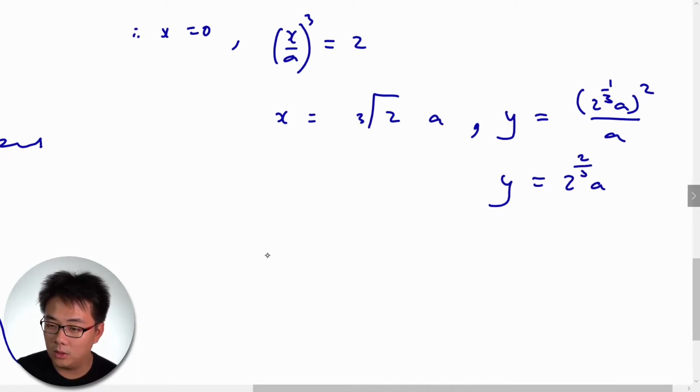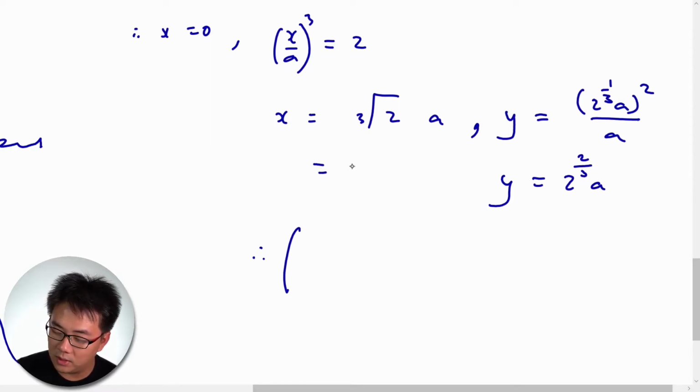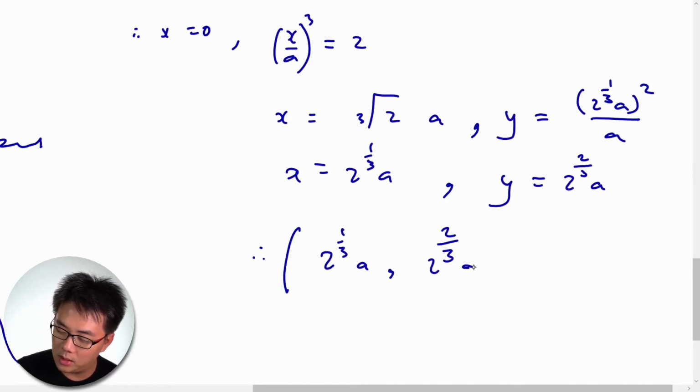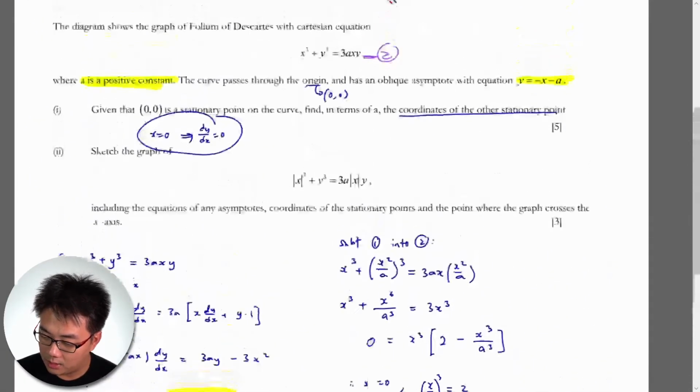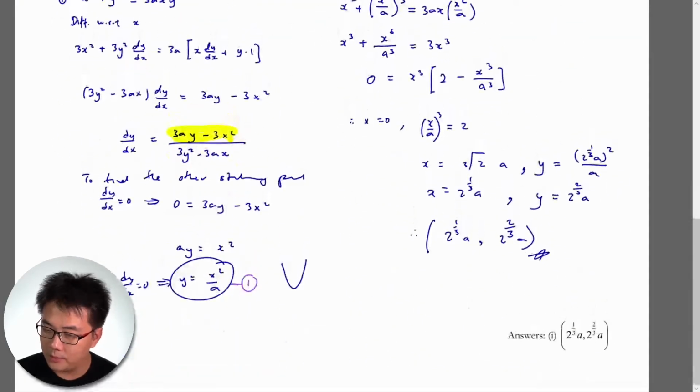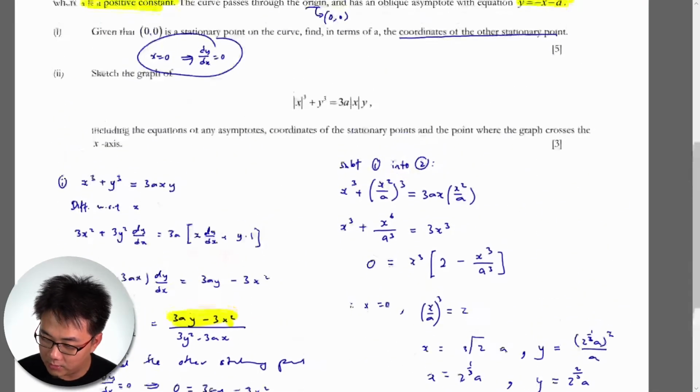So I'll just make this one 1/3 a. It's easier. So this is 1/3 a, and y equals 2/3 a. Okay, so this is pretty cool. Yeah, that's it. Is that it? That's about it, right?